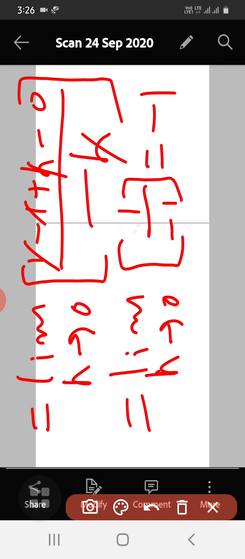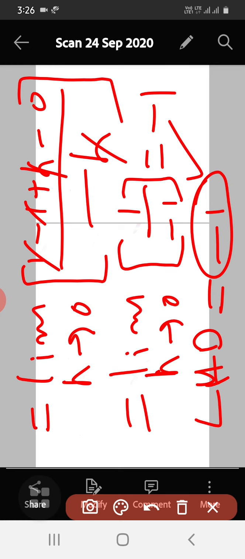The limit of a constant function is the constant only. So our left hand derivative gives minus 1. You note down this answer: left hand derivative is minus 1.